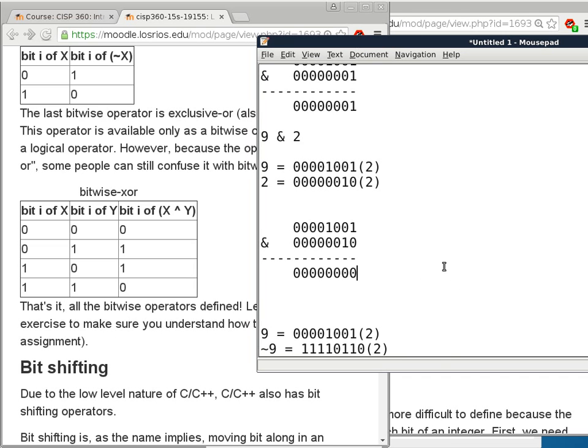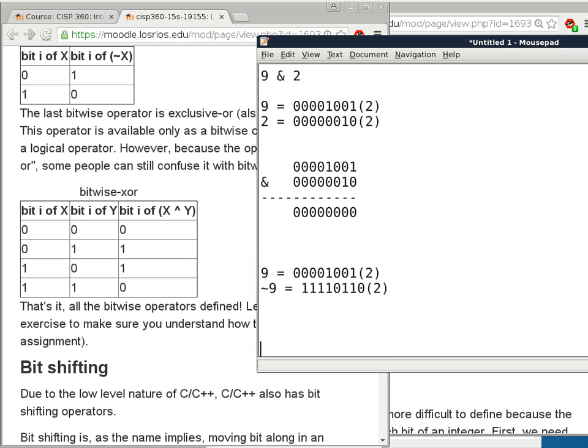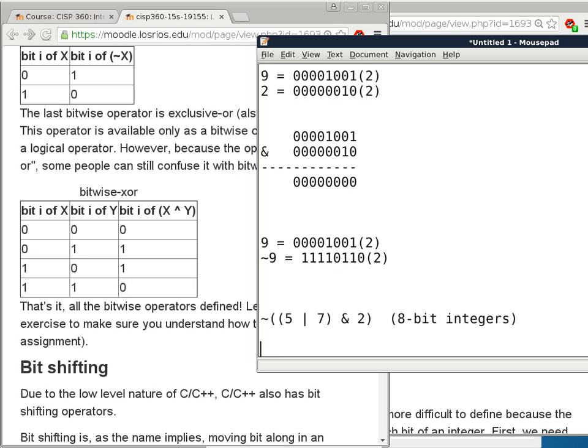So let's go ahead and deal with this. Let's try something like this. 5 or 7, and then the whole thing ampersand 2, and then we'll take the bitwise not of this whole thing, and I'll make it clear that we are dealing with 8-bit integers, just so that we don't have to write a whole bunch of leading zeros.